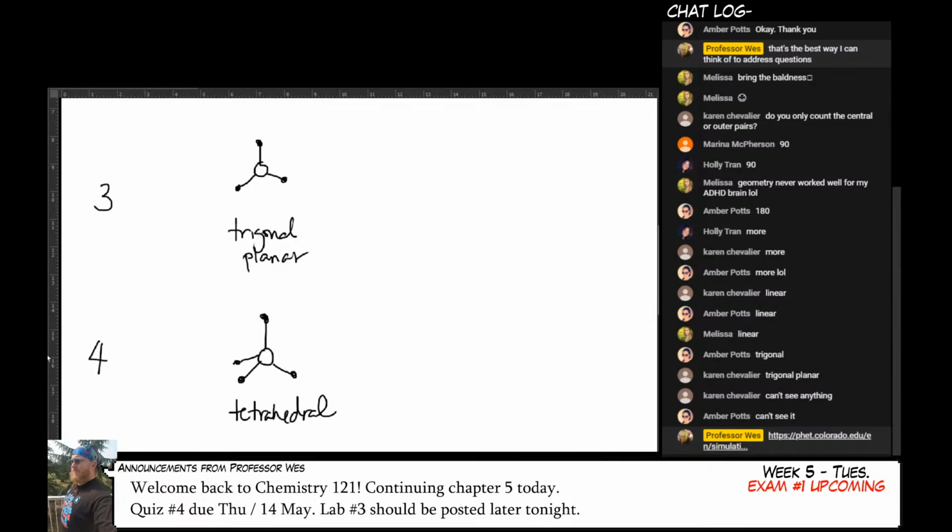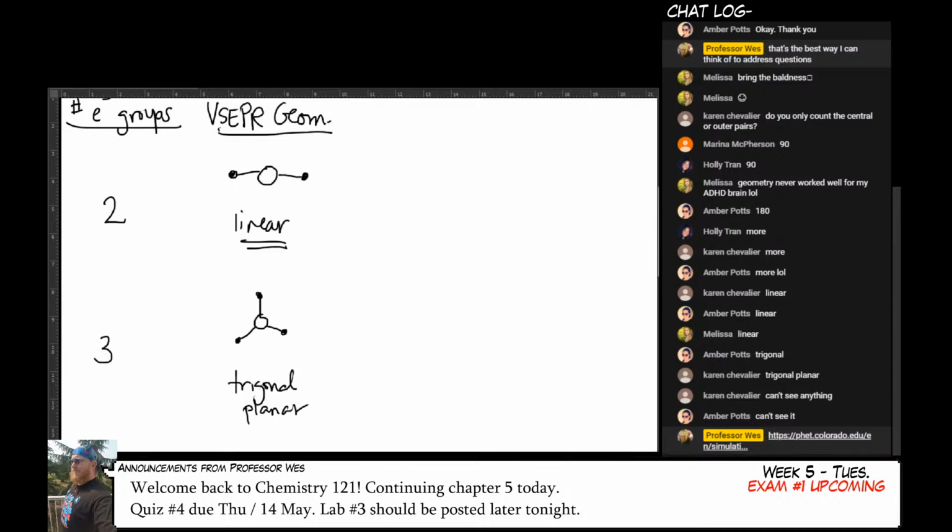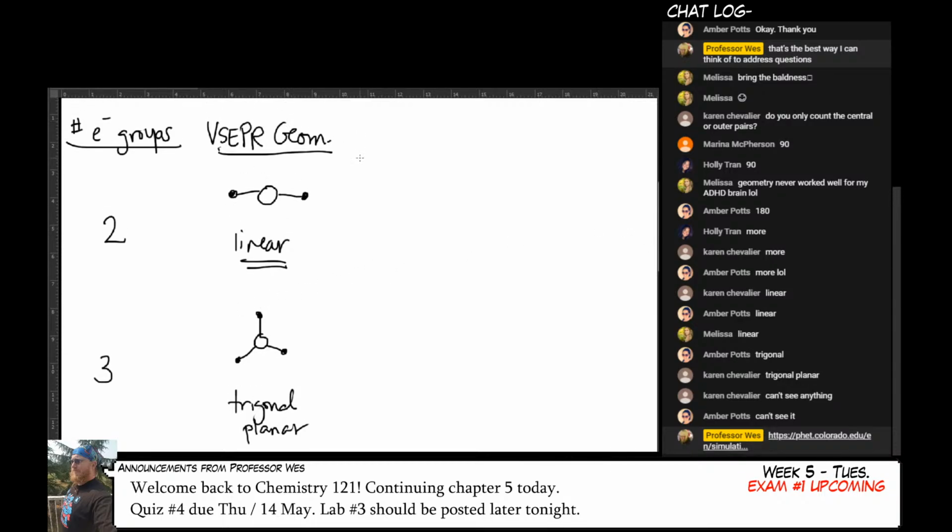All right, new color. That's the zoom function. I don't want that. Let's do dark purple. All right. What we're going to do now is I'm going to make a new column. And that should say number of electron pairs.